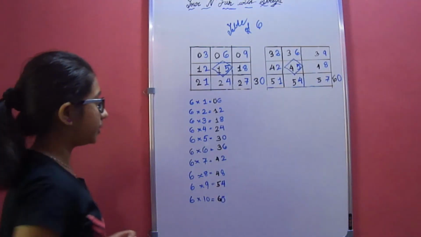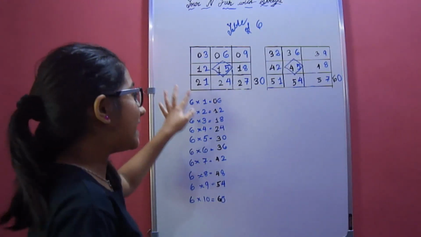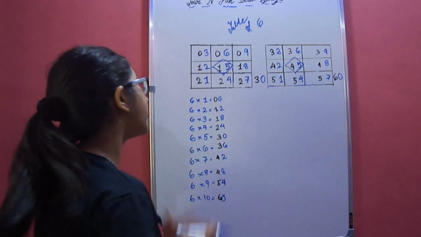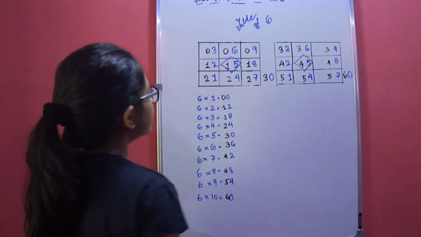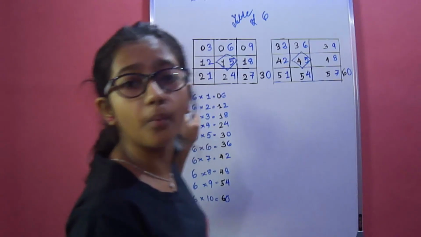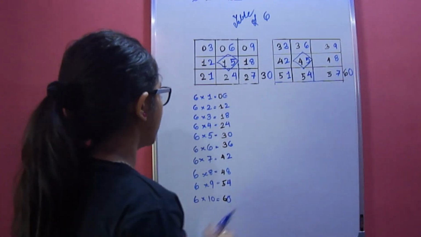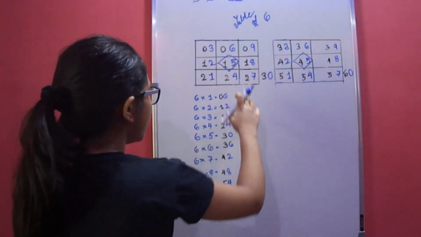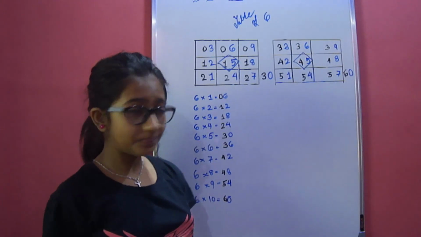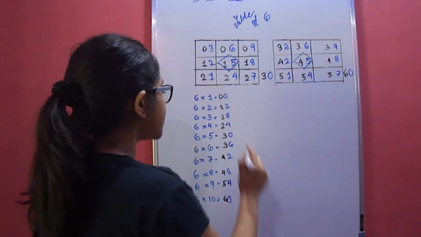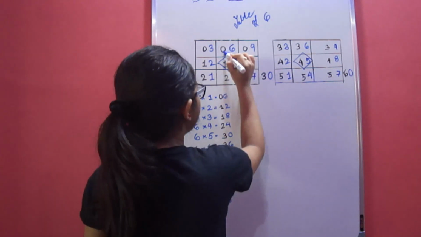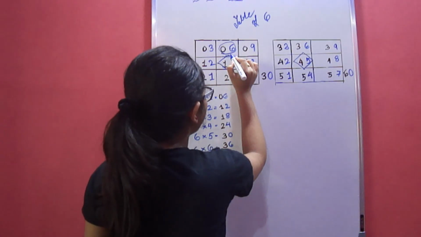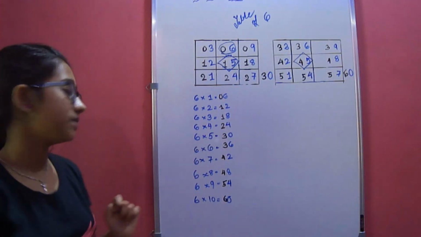Now I will see where the vertices of this diamond are touching. We can see that each of the diamonds in both grids is touching 4 numbers. So in an orderly fashion, we are going to encircle the numbers which are touching the vertices. For example, this 06 is one number which is touching a vertex of the diamond.